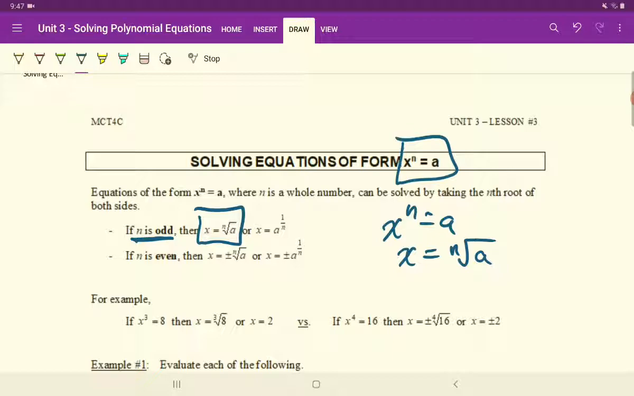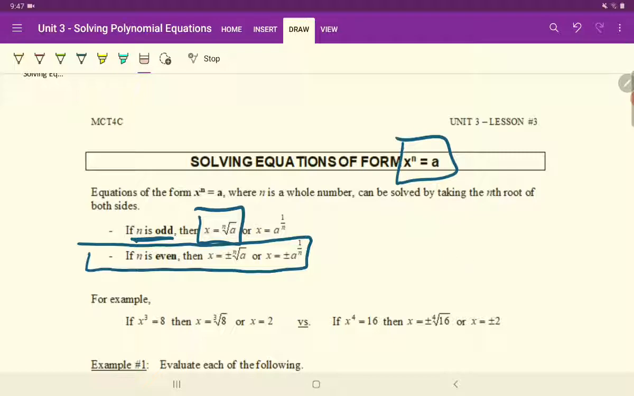One thing, though, we have not discussed is that if n is even, so if n is a 2, a 4, or a 6, so if our exponent is even, then x is equal to the plus or minus nth root of a, positive or negative. And I'm going to show you why that is really quick.